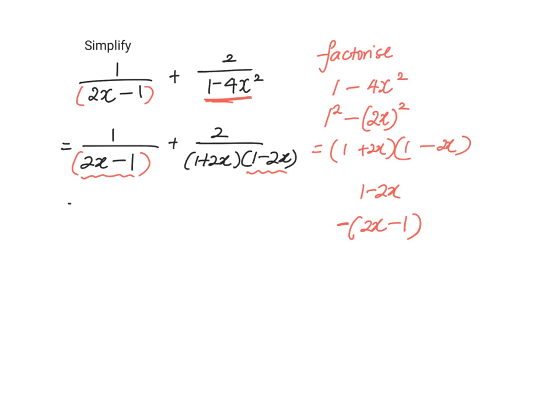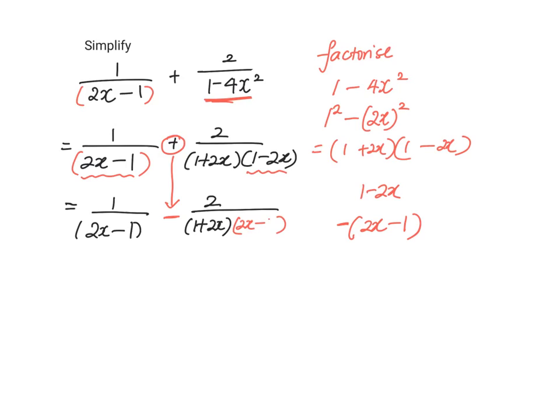So in this case, I will keep this one over here to be the same. Okay, and the negative sign, I multiply by a negative, this will become minus 2 over, this one stays the same, 1 plus 2x, no change. But this one will become 2x minus 1. Okay, take note of the negative sign. So now we will have 2x minus 1 over here.